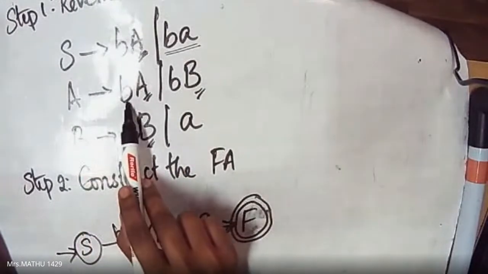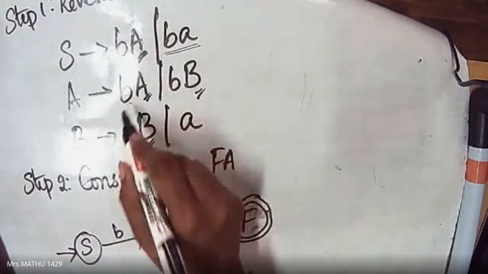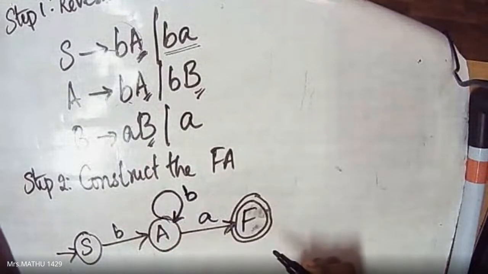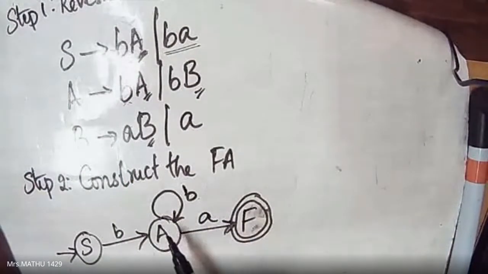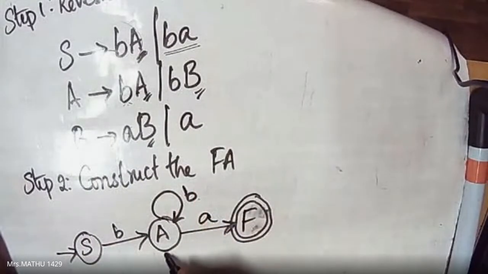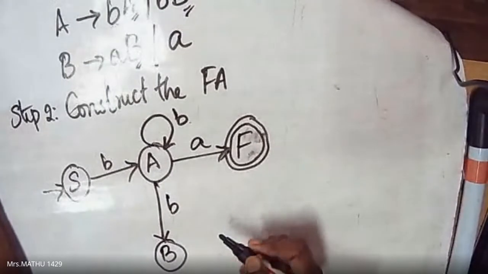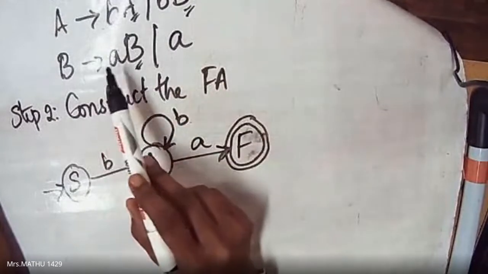Then we move on to the next production, that is A gives BA. So from A on reading B, it again goes to A. That means it is a self loop. From state A on reading B, it again goes to A, so it is a self loop. Then we have A gives B, capital B. From A on reading input B, it goes to state capital B. So this production is over.